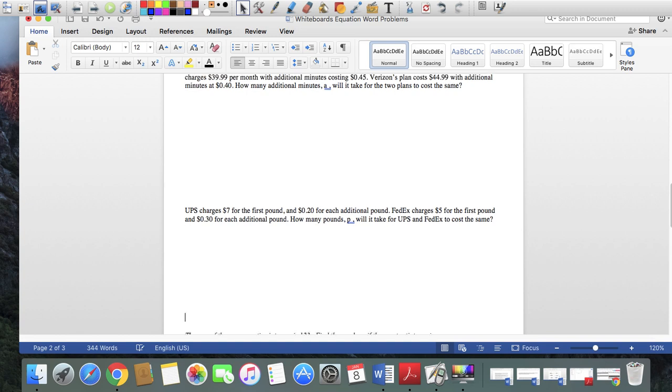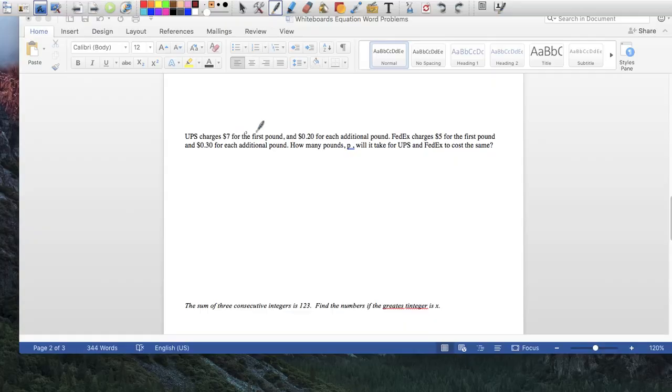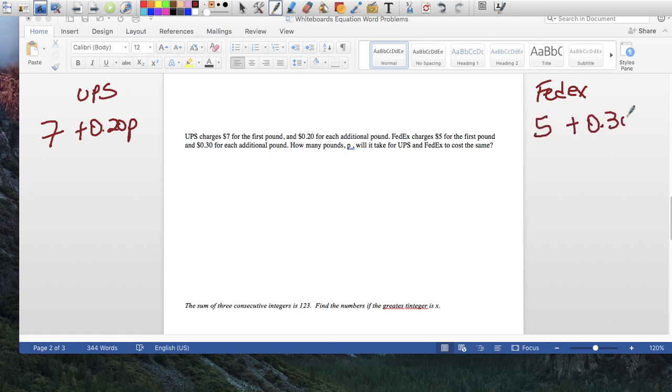Same thing. So the next question is literally the same, but it's talking about FedEx and UPS. So let's talk about UPS. UPS charges $7 for the first pound, so you're gonna pay $7 no matter what, and then $0.20 for the extra pound. FedEx is going to charge us $5 for the first pound plus $0.30 for the extra pound.